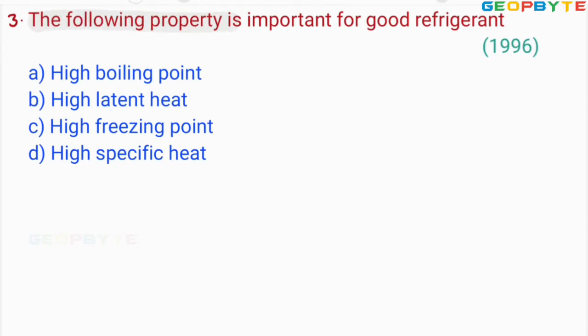The following property is important for a good refrigerant. Dear friends, remember, the properties of ideal refrigerants are mainly divided into two categories: high and low. Under high, the refrigerant must maintain high saturation temperature. Remember these points.